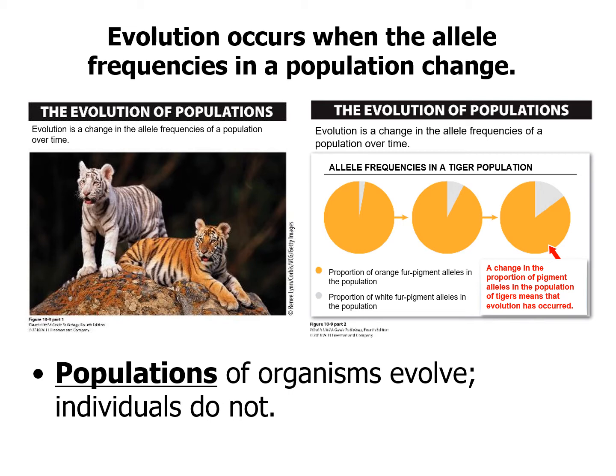So let's talk a little bit more about how evolution occurs. Now, what happens for evolution to occur is that the allele frequencies in a population have to change. If we look at this population of tigers, we've got orange tigers and we've got white tigers, which if you've ever seen white tigers, they're very pretty, but because they are overly inbred, in order to get more white tigers, you breed white tigers with white tigers to make white tigers.